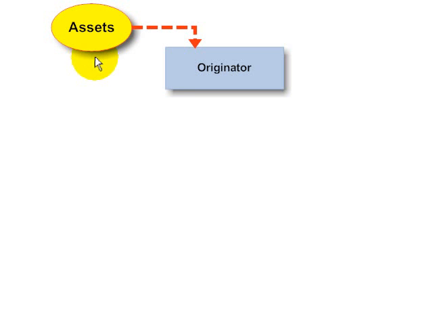These could be, for example, trade receivables or mortgage loans. In the securitization, there must be an originator because the originator is the original owner of the credit-sensitive assets.